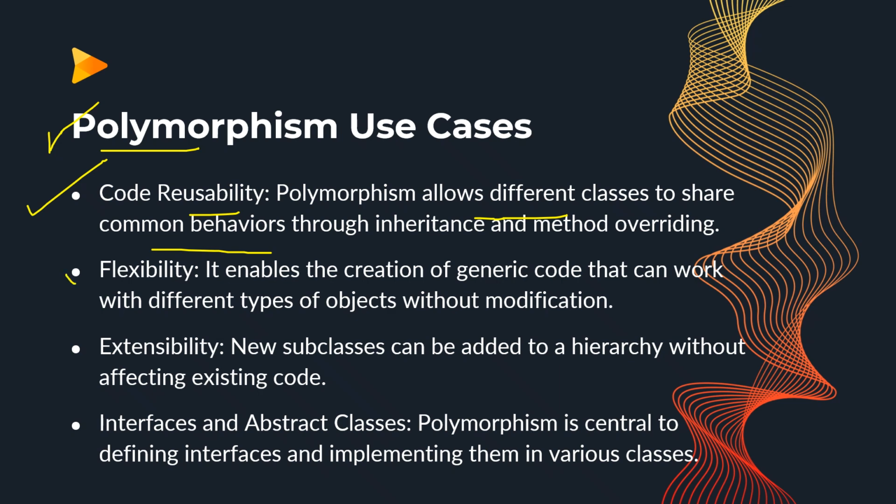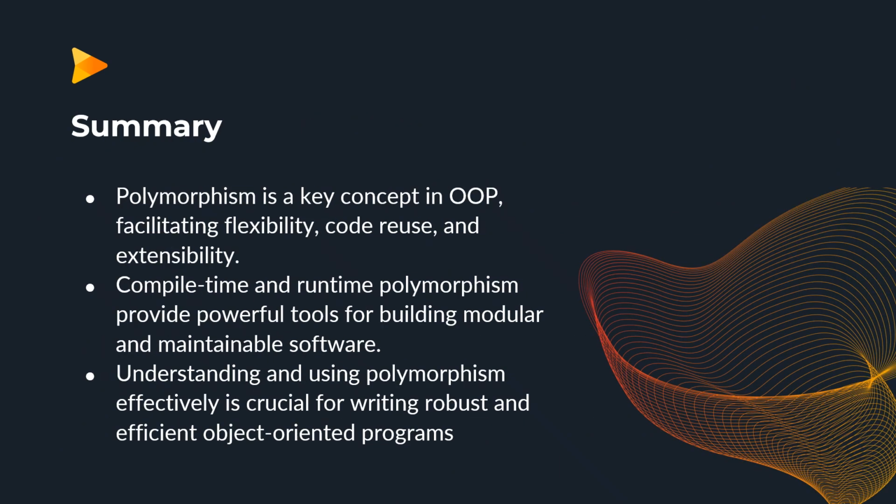The second one is flexibility. It enables creation of generic code that can work with different types of objects without modification. It also provides extensibility, in interfaces and abstract classes. Polymorphism is central to defining interfaces. Now we are going to see the summary and end this session.